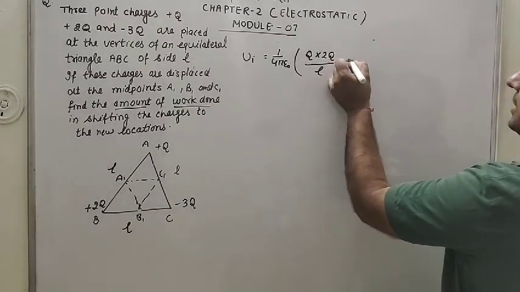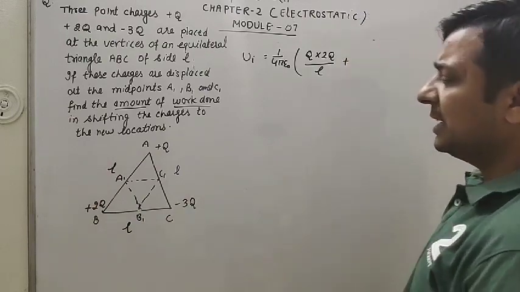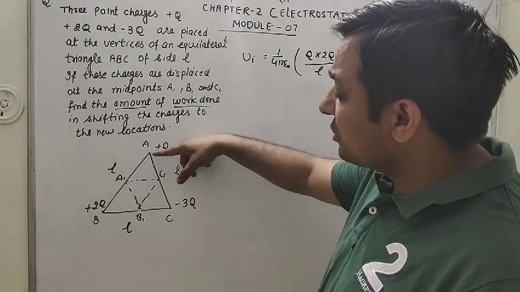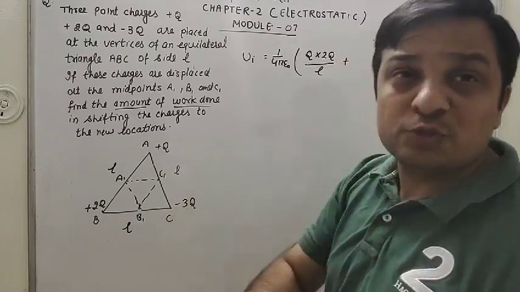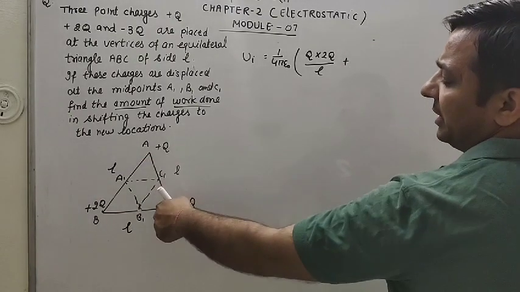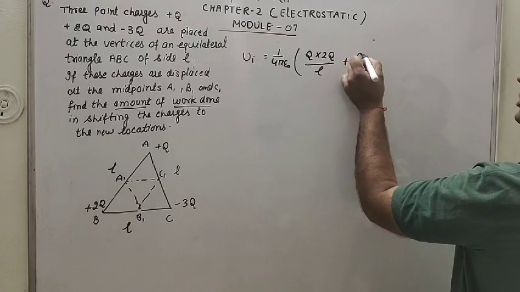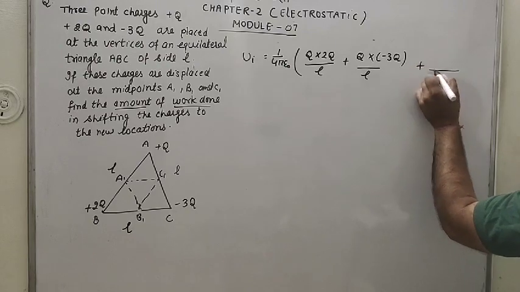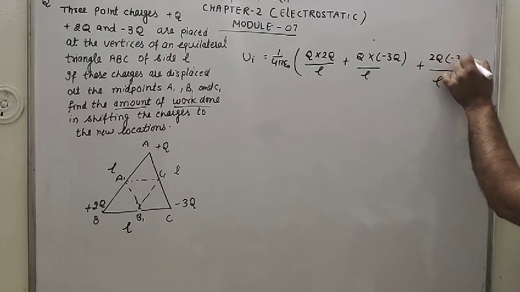Now plus, when we bring another charge, minus 3Q, to the location C, at point C there is the potential of the two charges A and B. Due to A, the work done has distance L, with charges Q and minus 3Q, plus distance L due to the charges 2Q and minus 3Q.